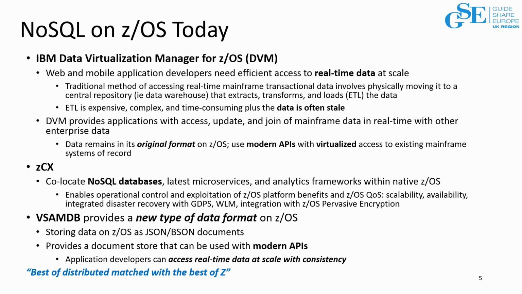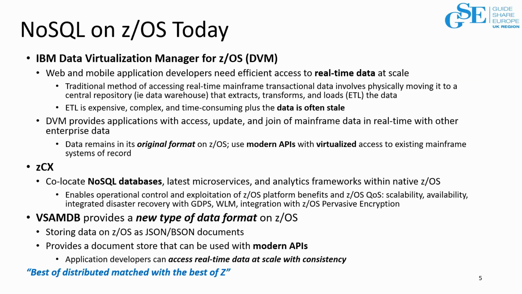One of the products that we have out there is IBM Data Virtualization Manager, or DVM. As the name implies, it leverages virtualization to allow applications access to mainframe systems of record data. The key thing to remember here is the data remains in its original format, and we allow modern APIs to have virtual access to that data. So it does keep the data on the platform. It avoids having to do the extract, transform, load, the ETLs, which can be really expensive and time consuming.